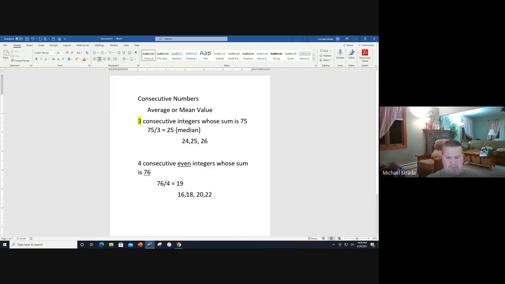All right. 16 and 18 is 34. 34 and 20 is 54. 54 plus 22 is 76. All right. So it works, but you got to play with it a little bit. All right. So remember, even integers are separated by 2. Consecutive integers are separated by 1. And if you have odd integers, all right, they're separated by 2 as well.